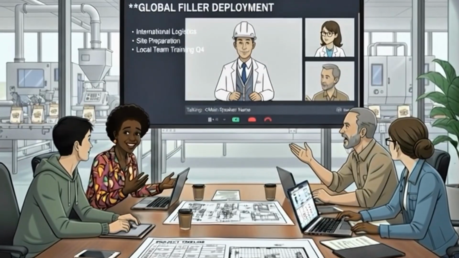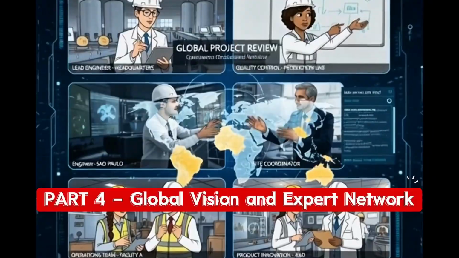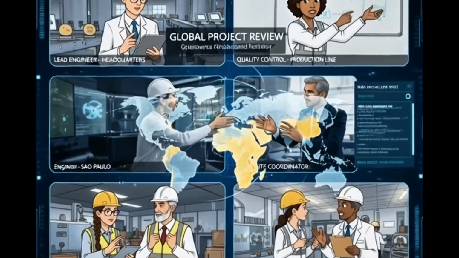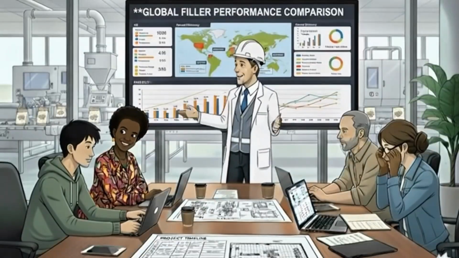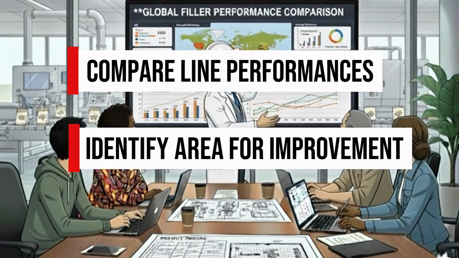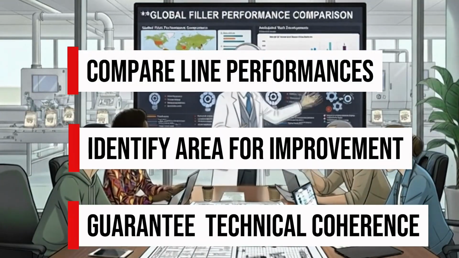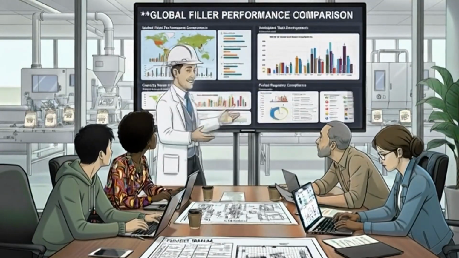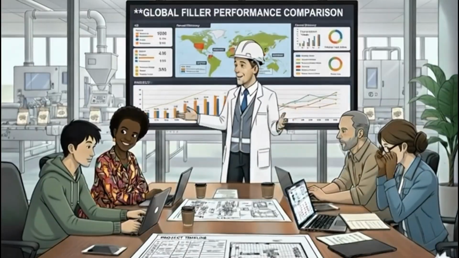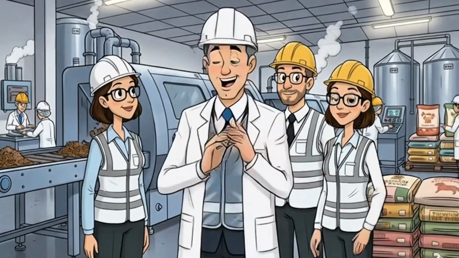This role extends beyond borders. The global technical leader packaging acts as a worldwide reference within a network of engineers, technicians, and managers. They compare line performance across sites, identify areas for improvement, and guarantee technical coherence at the global level. With this transversal perspective, they can anticipate technological evolutions, capacity needs, and local regulatory requirements.